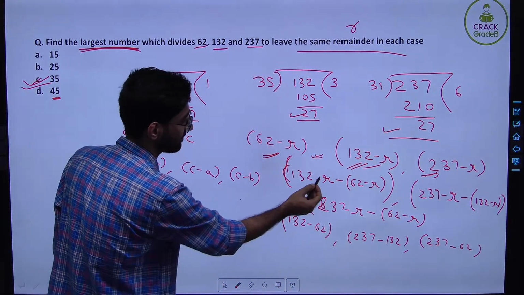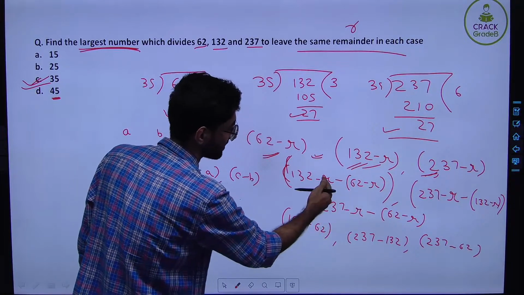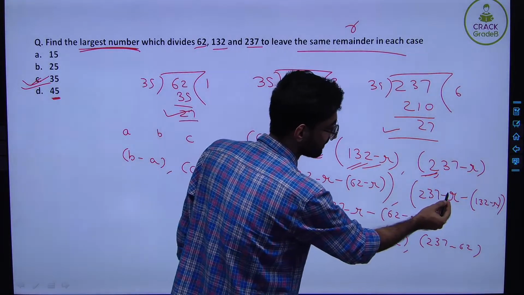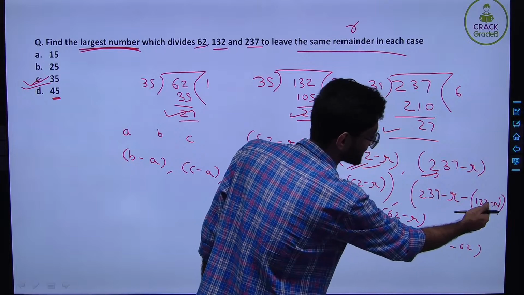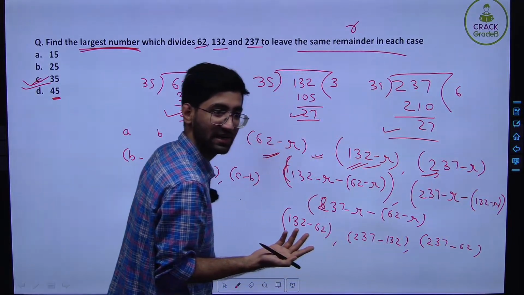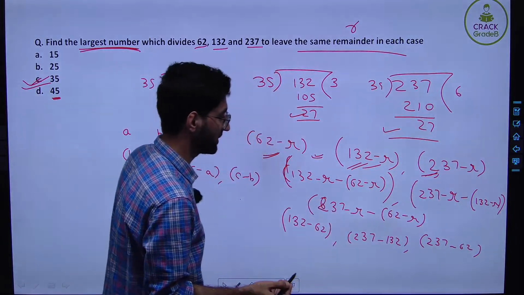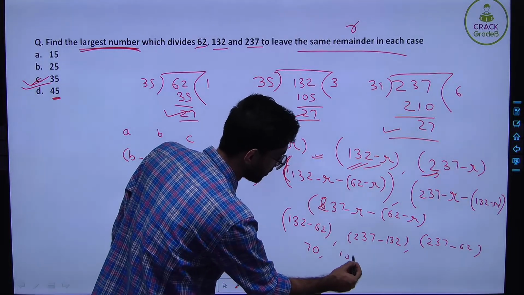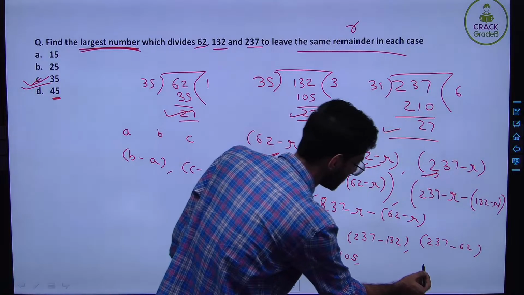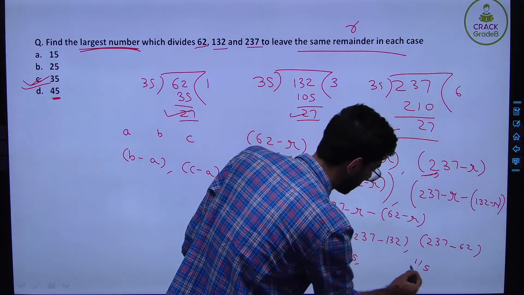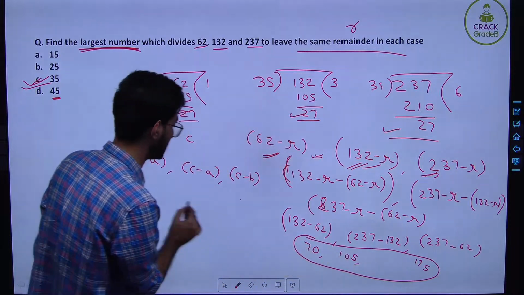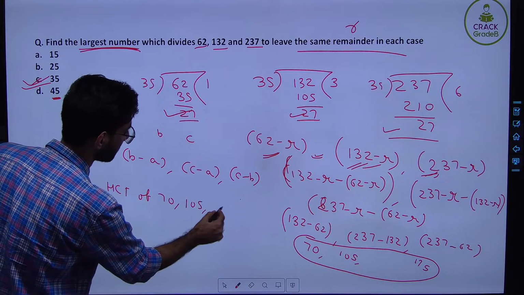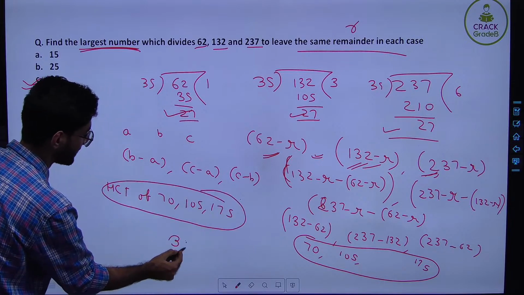If you subtract it, see, minus r minus 62 minus plus r. So minus r plus r will cancel each other, right? 237 minus r minus 132, and minus of minus r means plus r. So minus r and plus r will cancel each other. So basically 132 minus 62 is equal to 70, 237 minus 132 is equal to 105, and 237 minus 62 is equal to 175. Now we have to find the HCF of 70, 105 and 175. And if you find the HCF, you will find 35.